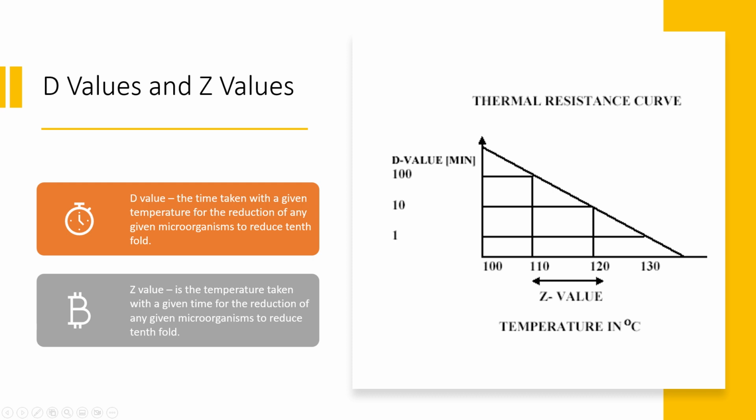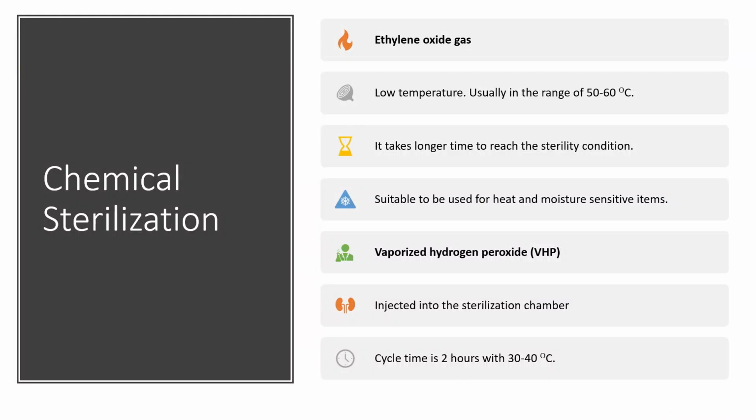In conclusion, understanding the Z-value allows us to comprehend the thermal resistance of microorganisms and calculate the necessary adjustments in time and temperature for effective sterilization and preservation processes. We are going to explore alternative methods of sterilization, particularly focusing on ethylene oxide gas and vaporized hydrogen peroxide, VHP, which offer effective solutions for sterilizing heat and moisture-sensitive items.